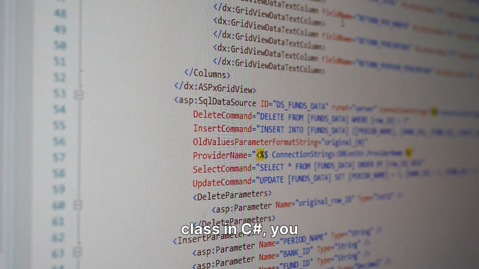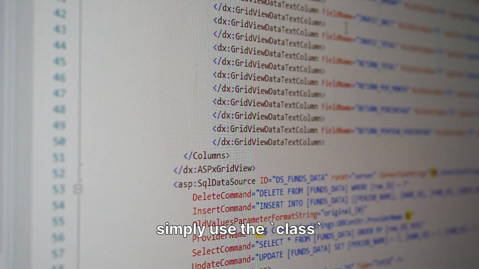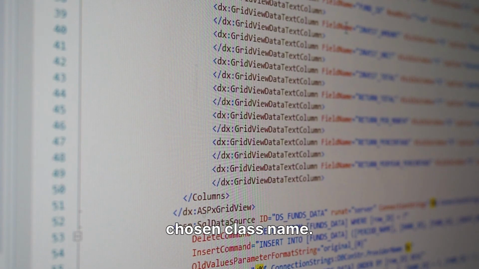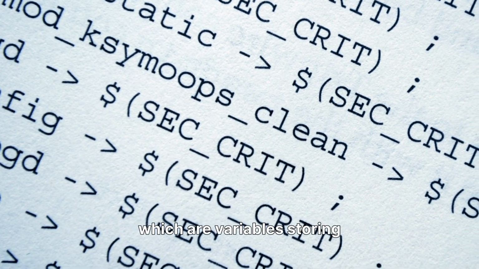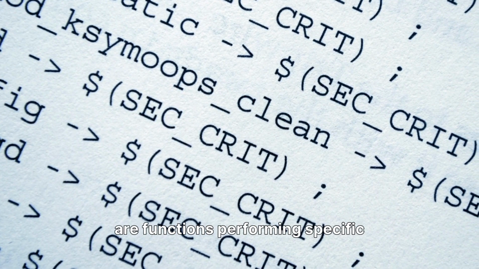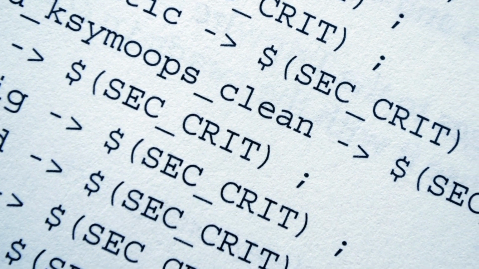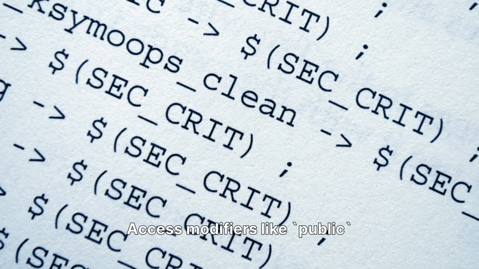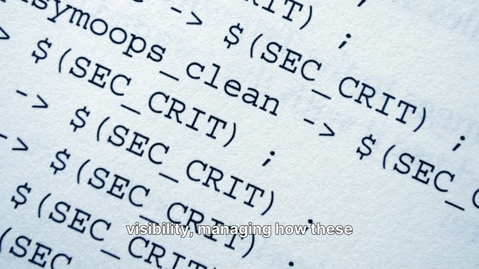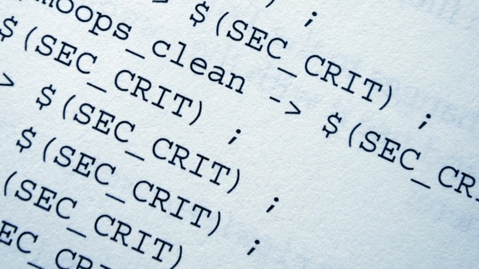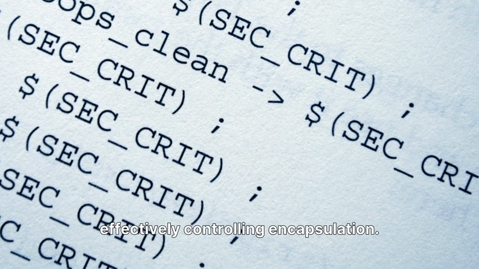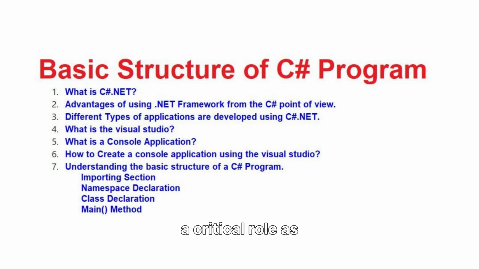To declare a new class in C#, you simply use the class keyword, followed by your chosen class name. Class members include fields, which are variables storing data, and methods, which are functions performing specific actions. Access modifiers like public or private control their visibility, managing how these members can be accessed from outside the class, effectively controlling encapsulation.